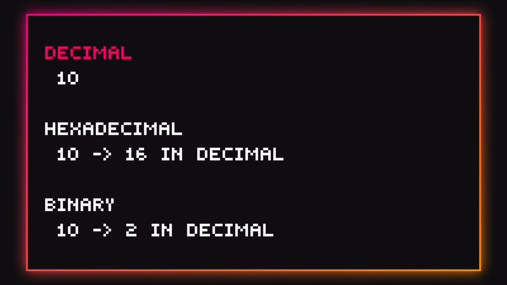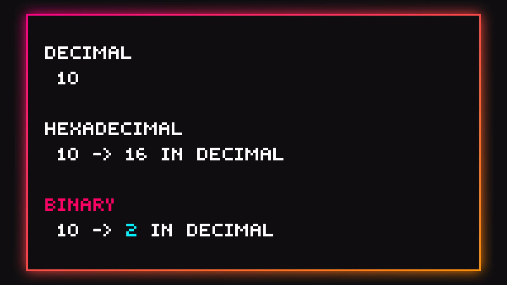So let's take a look at the three systems. We have decimal on the top, and we know that's the number 10. But now we take a look at a hexadecimal number, and we may get confused. The number 10 in hexadecimal is not the same as we know it in the decimal system, because 10 in hexadecimal is actually 16 in decimal. The same thing with binary. The number 10 in binary is actually equal to the decimal number 2.